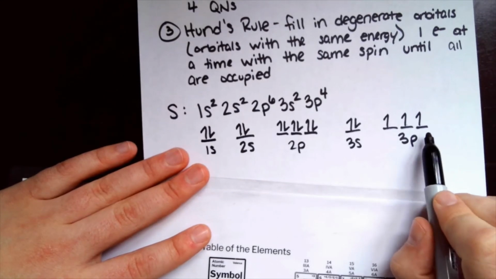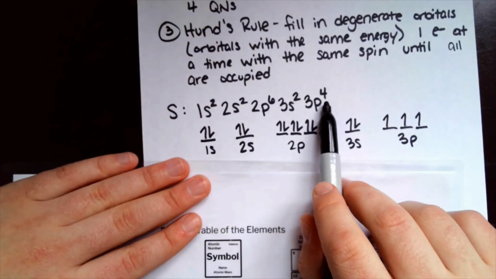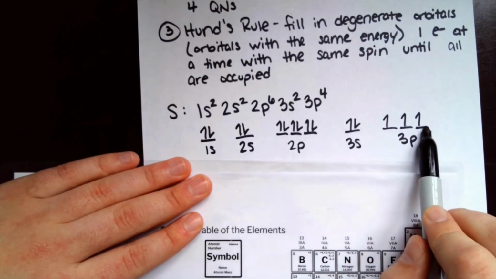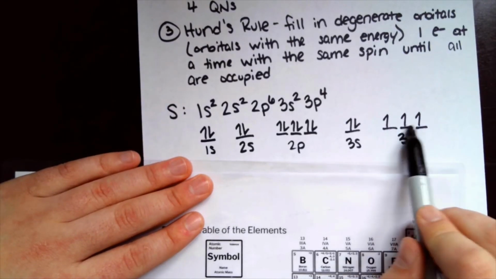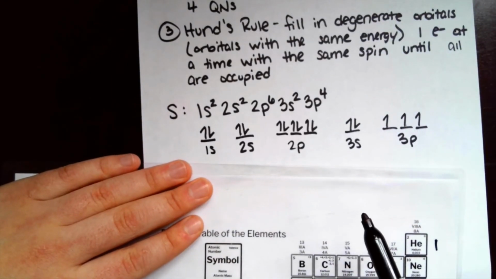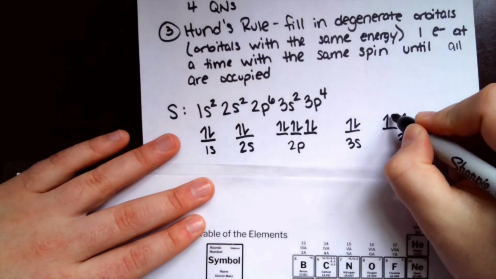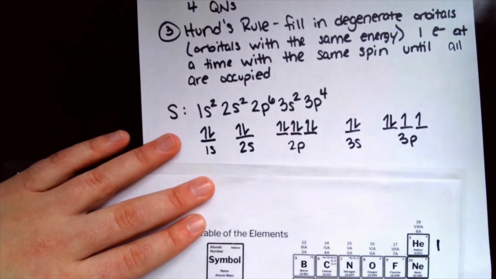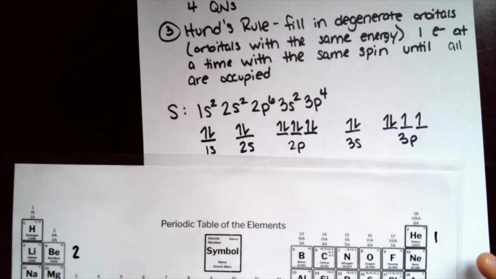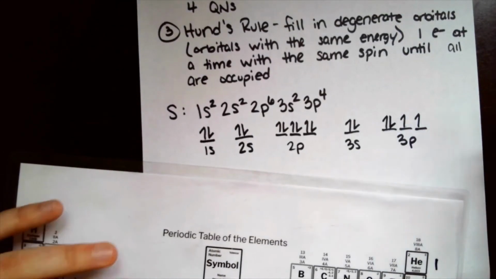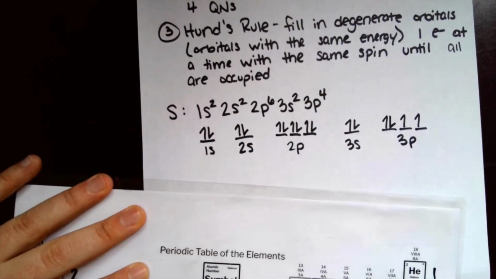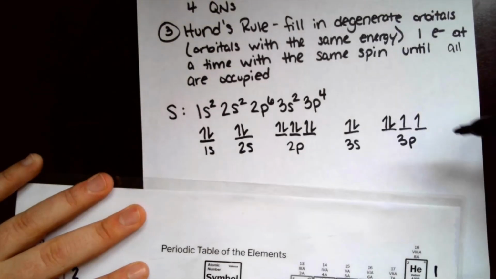Now, but I still need 1 more electron here for sulfur, right? So now, once I have gotten to the end, and all of the degenerate orbitals have 1 electron in them, now I can go back to the first orbital in that group and keep filling in until I get to the rest of my electrons, which in this case is just 1 more. So this is the arrow notation for the electronic configuration of sulfur.